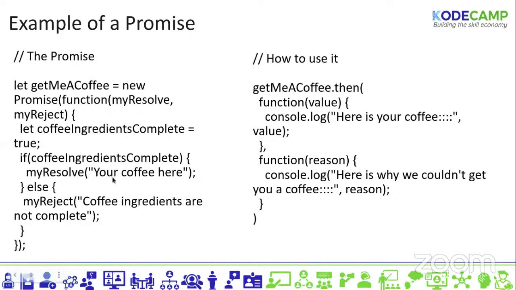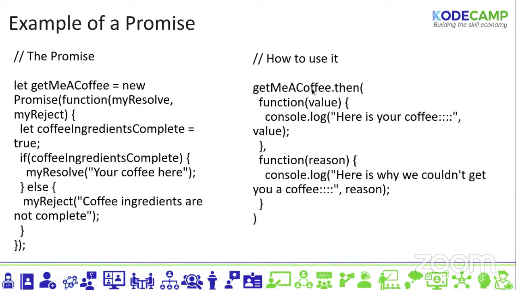Then we return a value. But if it is false, that the ingredients are not enough to make the coffee, we tell him the reason why we couldn't make his coffee. That's where myReject comes in, which is this myReject here. So we tell him why the coffee ingredients are not complete. This is the reason why we couldn't make his coffee. So this is how you write the promise.